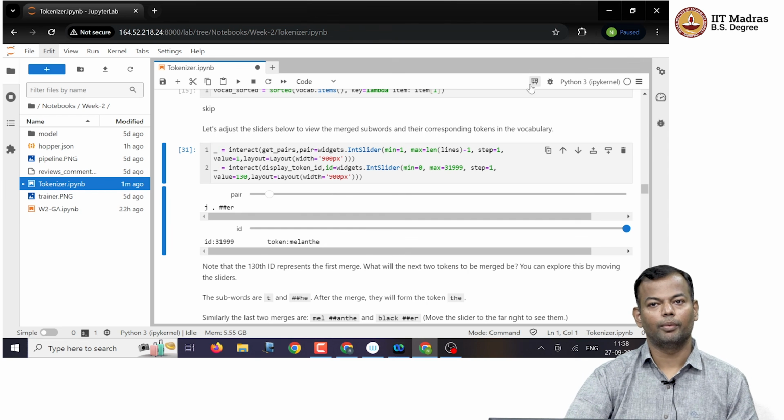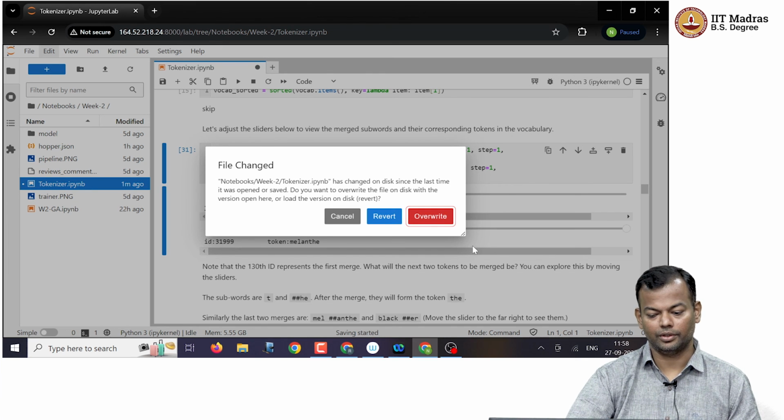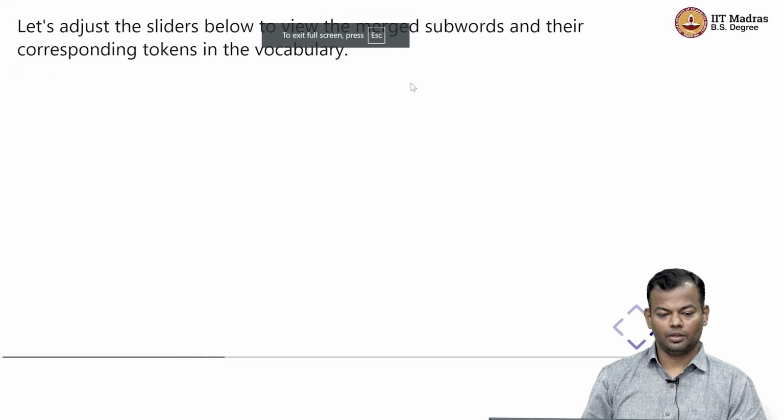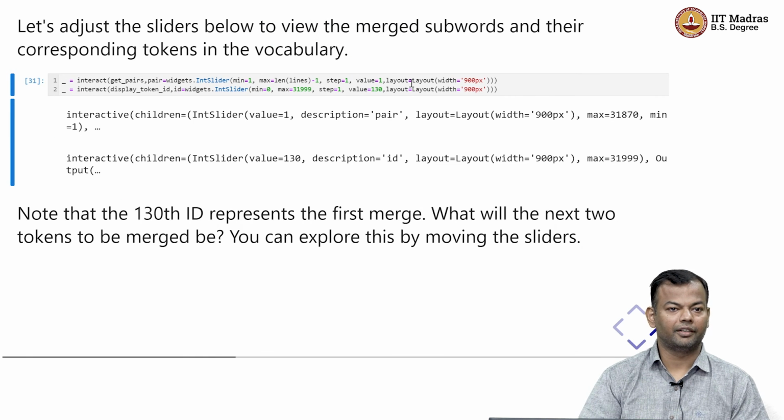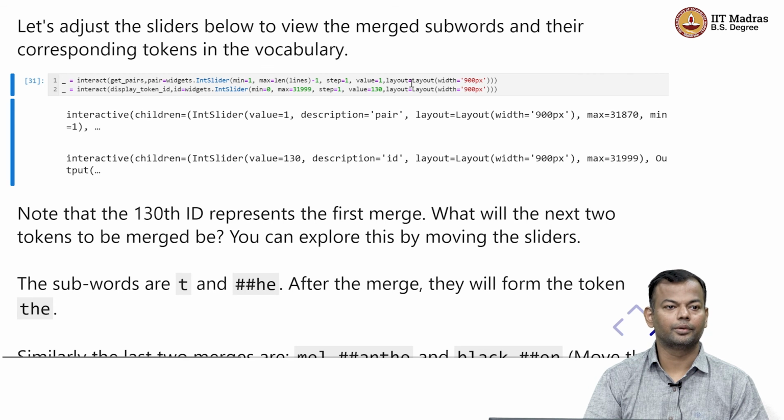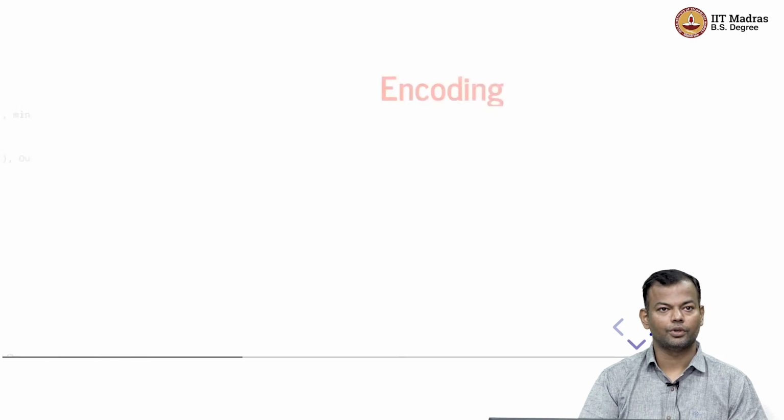Okay, I'll go back to the presentation mode for the rest of it. This you won't be able to see in the interactive part. This is just what we saw on the sliders, and the sliders don't show up here. We already told you that these are the tokens which got merged.